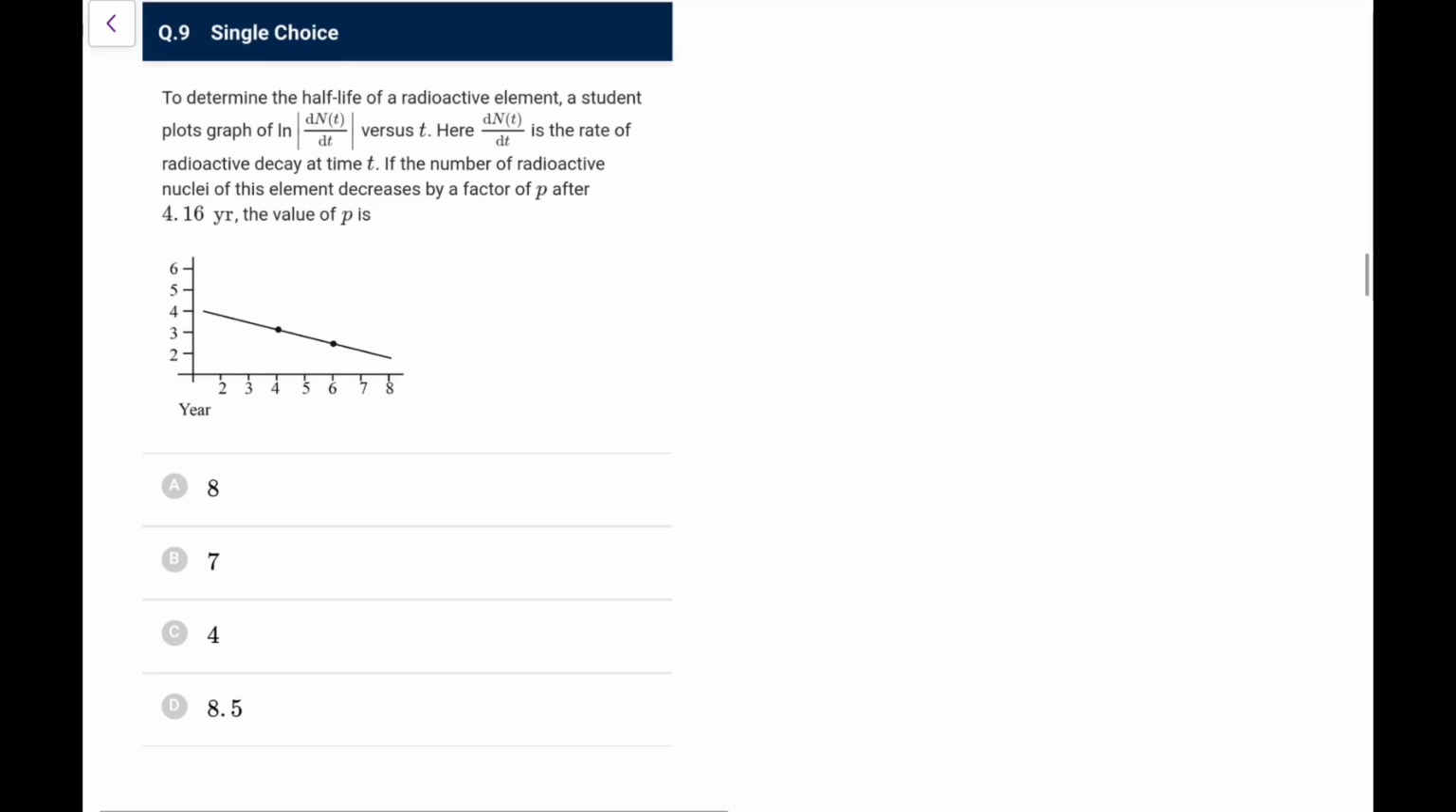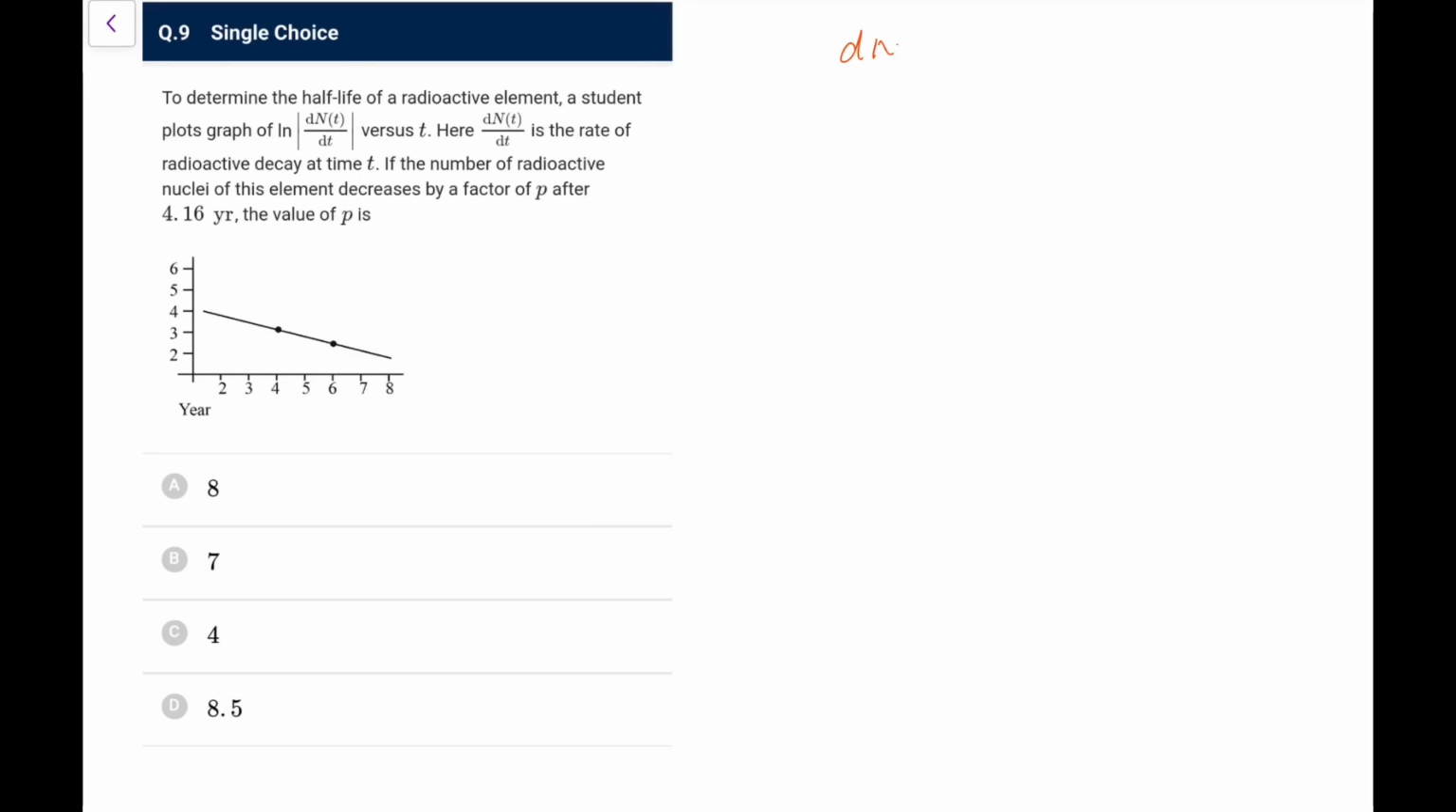Next one. To determine the half-life of a radioactive element, a student plots a graph of ln dN by dt versus t. Here dN by dt is the rate of decay. The number of radioactive nuclei of the element decreases by a factor of P after 4.16 years. Here the value of P is, this is the same question that was asked in JEE Advanced, an integer type question, I remember. So let me do this.